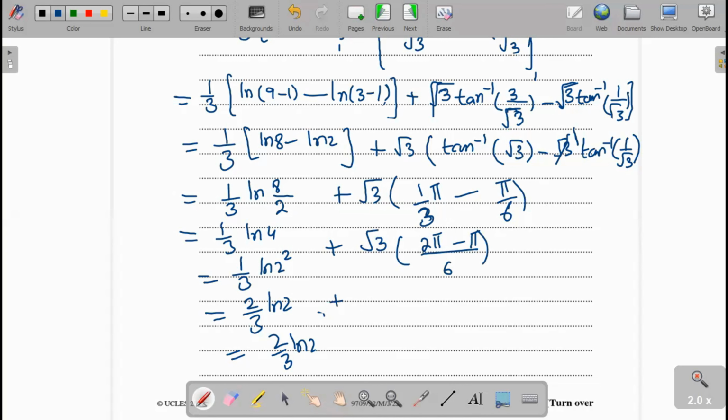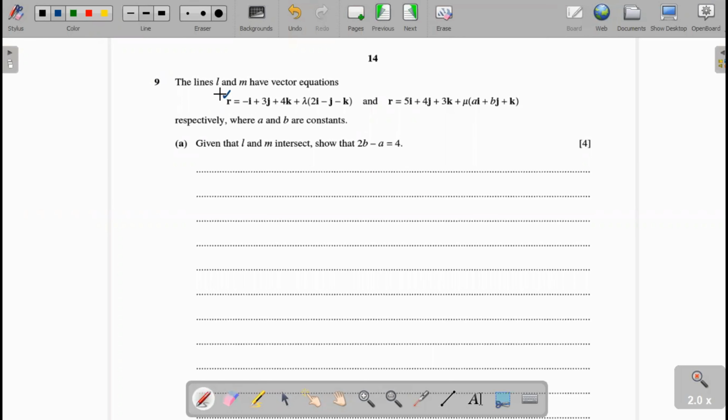Question 9: the lines L and N have vector equations r equal to minus i plus 3j plus 4k plus lambda into 2i minus j minus k, and r equal to 5i plus 4j plus 3k plus mu into ai plus bj plus k respectively, where a and b are constants. Given that L and N intersect, this is the vector equation of L and this is the vector equation of N. We write the L vector equation here.